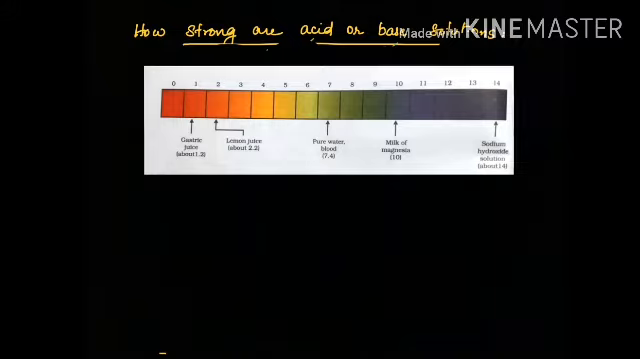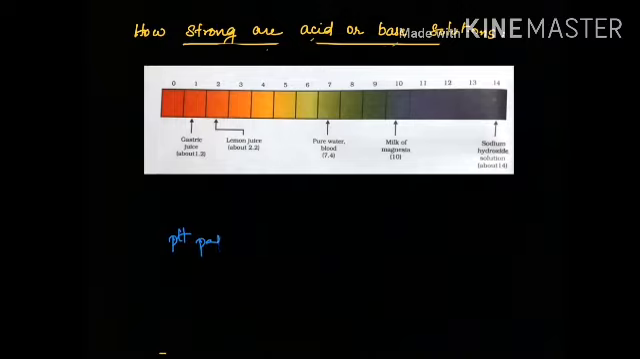In the beginning, I told you about the universal indicators also, right? The universal indicator is a mixture of indicators, and indicators will show different colors for the different strengths of acids and bases. Now you look at the pH scale over here, right? This is a pH scale. We have the pH paper also over here.